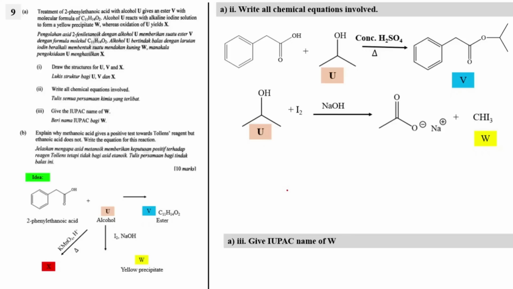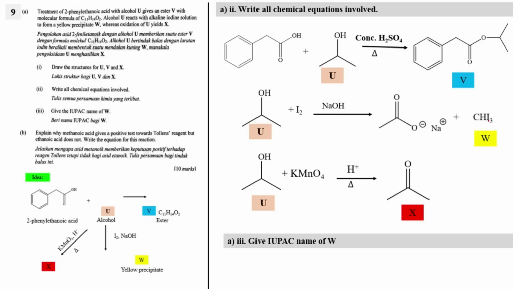And then for X, the formation of X is basically your U again, which is your 2-propanol. When it is oxidized, which is plus KMnO4, at acidic condition with heat, it's going to produce a ketone, which is propanone. Okay, so you need to do the equations 1 by 1, and the reagent must be added, and then the condition with the heating must be below the arrow. Okay, and then for question A3, you need to give the IUPAC name of W.